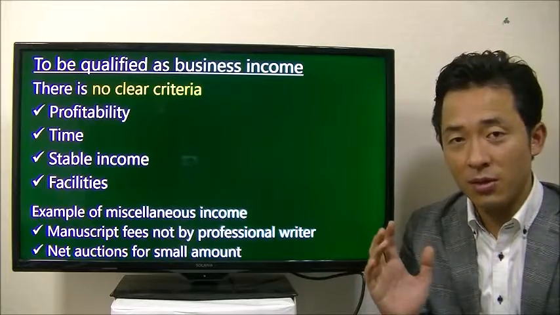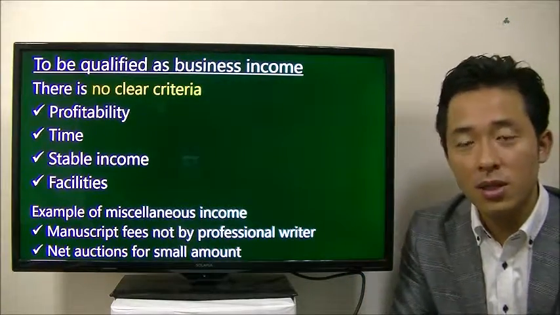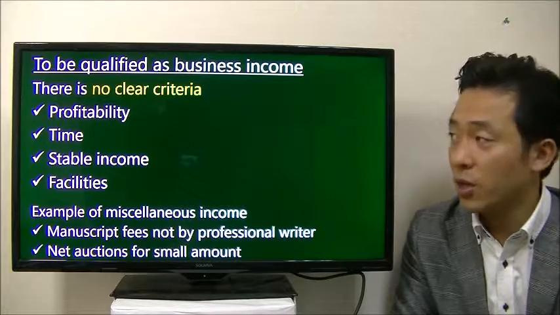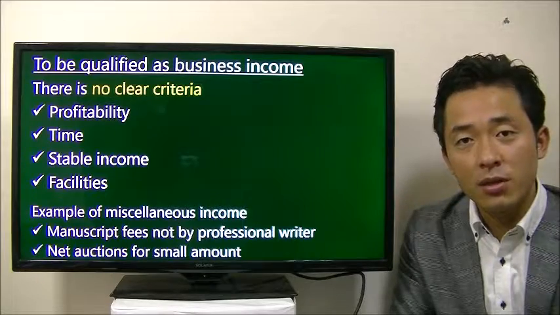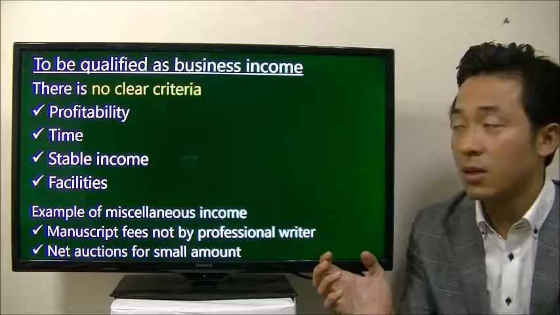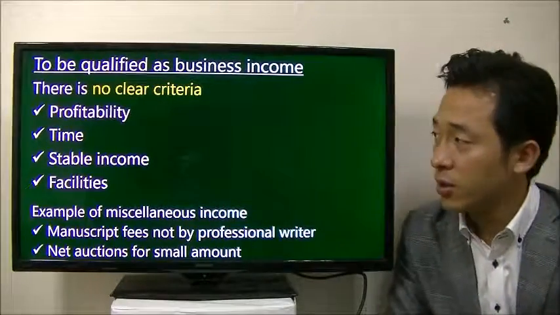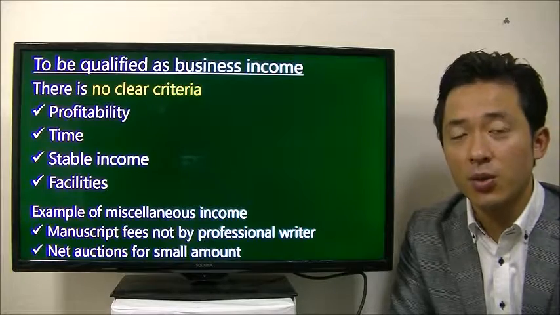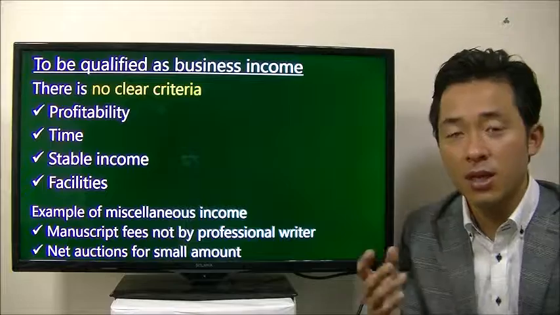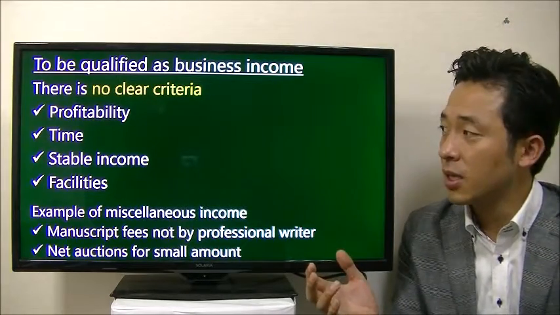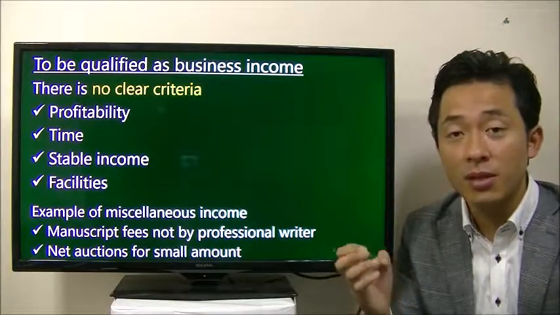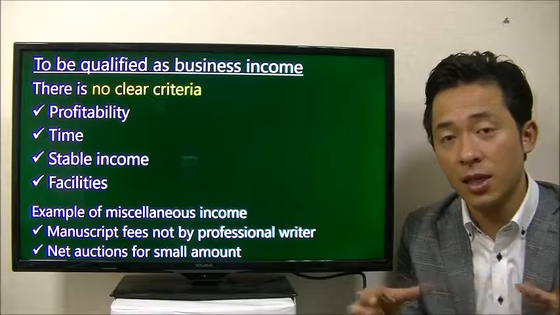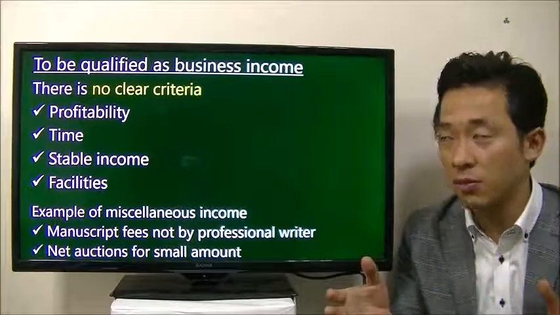But you have to watch out for those two categories. So what is the criteria to be qualified as business income? To tell the truth, there is no clear criteria for it. So we should make a judgment based on about 4 natures. For example, profitability. If you are doing a business, you have to make a profit. You are not going to continue your business if it's continuously making a loss. And also, if you say it's your business, you have to spend some time on it, and you are doing the business to make a stable income for the future for your life. And also, if you have some kind of facilities, like a desk or office to do your business, it's better. It's not mandatory, but it's better.